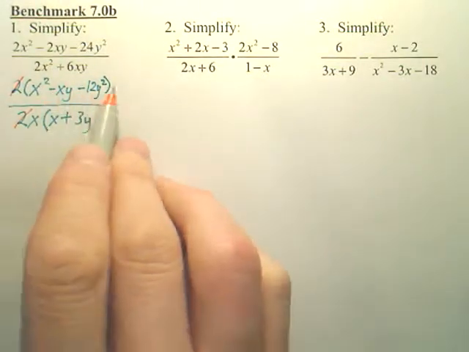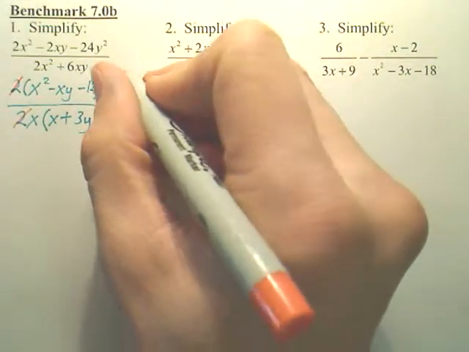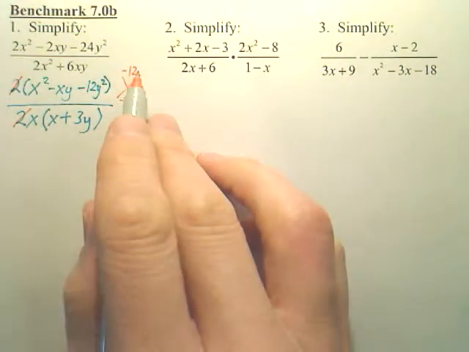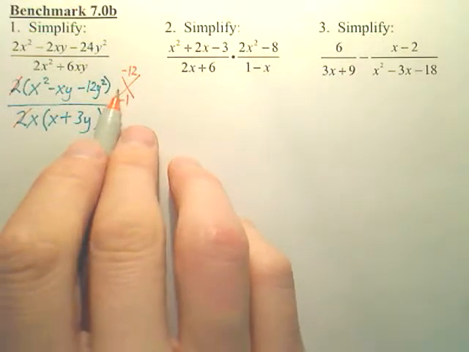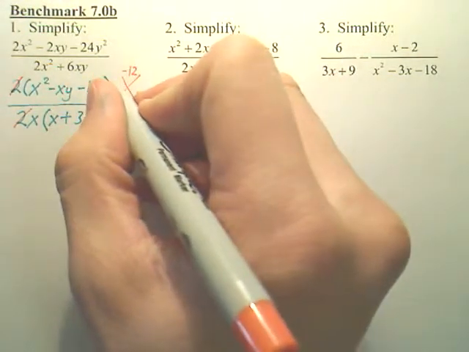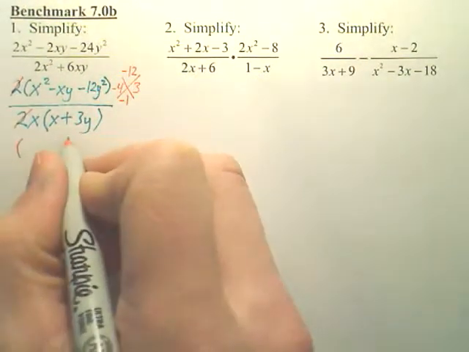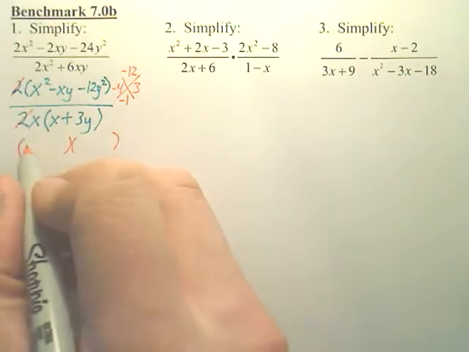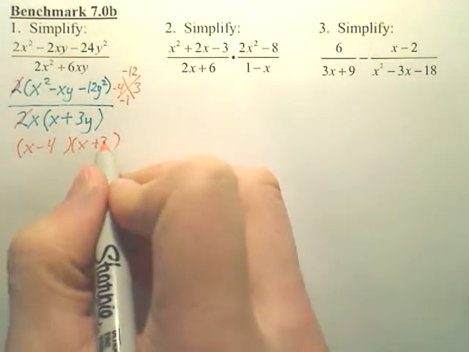But can I factor the top still to see if something else cancels? Yes. For the top, I have negative 12 and negative 1. Now, could I put a y squared and a y? Yes, but I'm just going to leave it like this for now. What are my two numbers from negative 12 and negative 1? It would be negative 4 and 3. So on top, what we now have is x minus 4 and x plus 3.